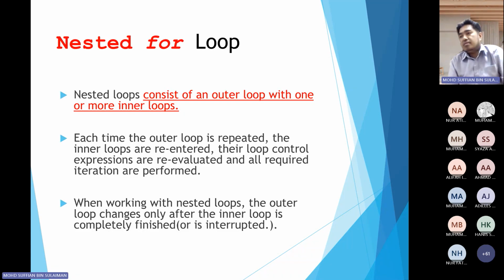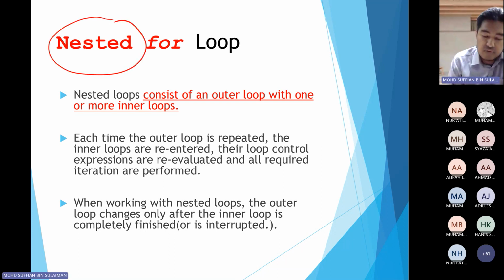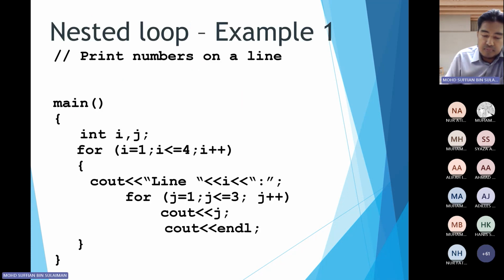Okay, next, nested. It's more complex, nested. So we have nested if, meaning that we have if inside if. And then in this case, we have nested loop. We have loop inside loop. They're more complex, more complicated. Okay, for example, like this, we have main function, and then we have two variables here, int, and then for. So inside for, we have another for. So this is what we call a nested loop.